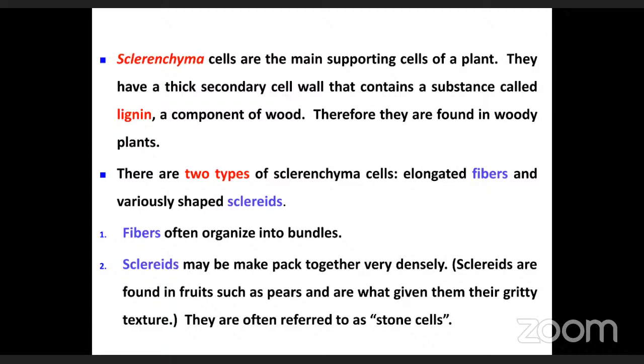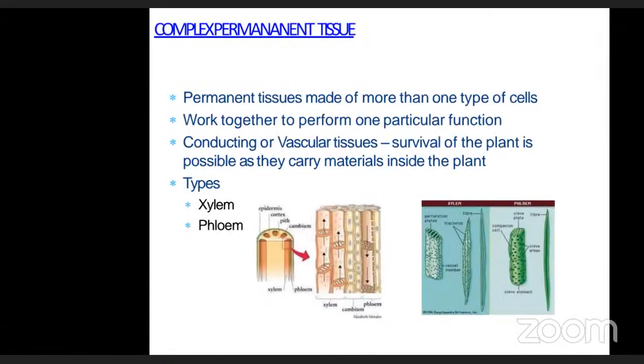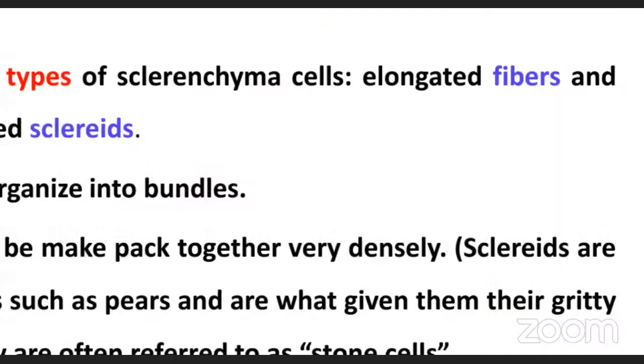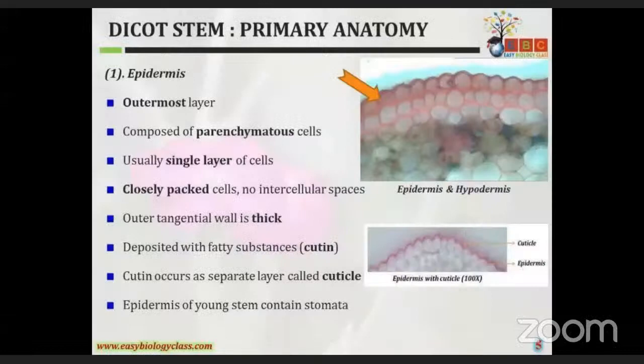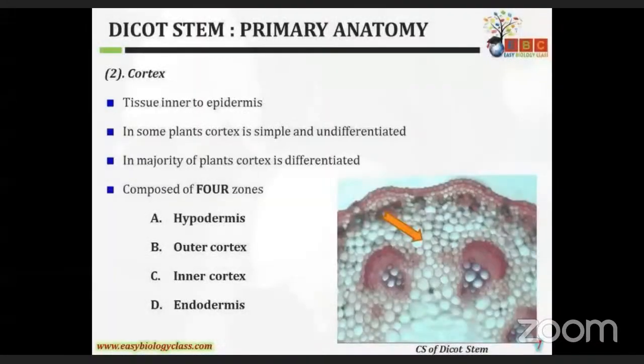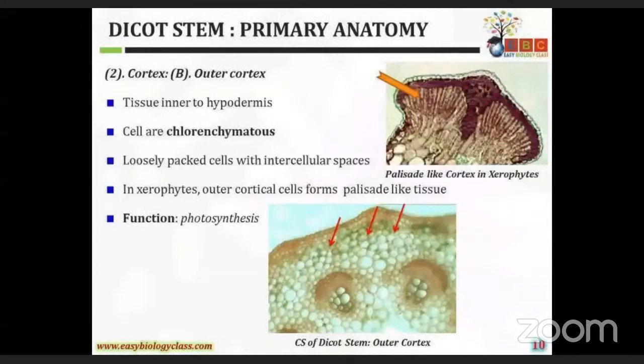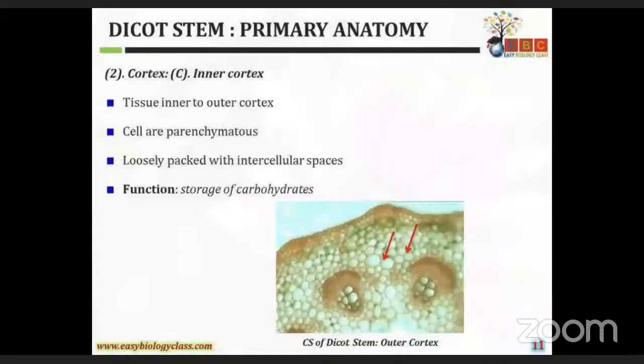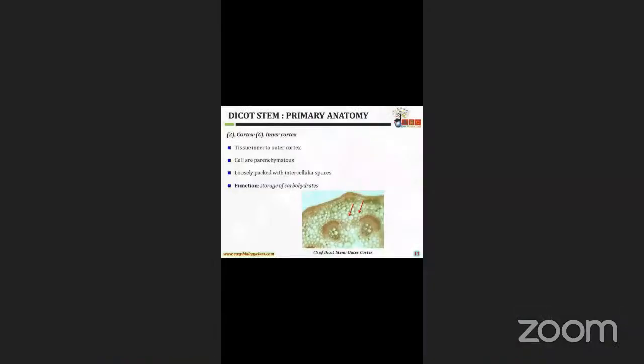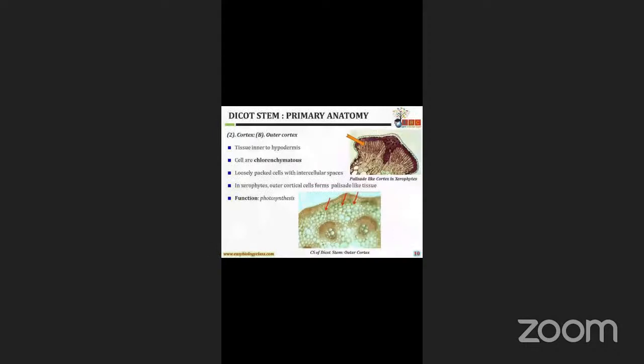Okay students, next topic: complex tissue. A good example of complex tissue is xylem and phloem. That is a complex tissue.